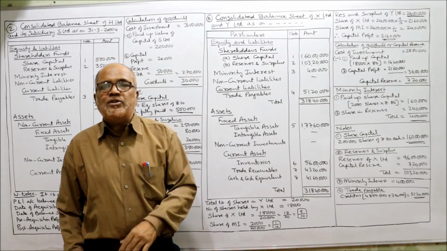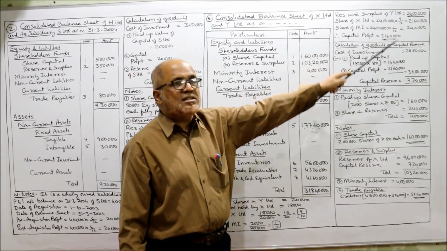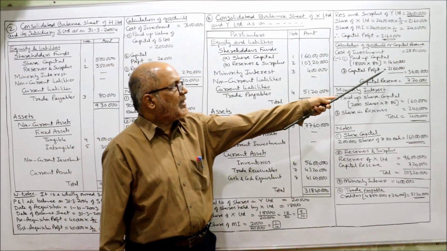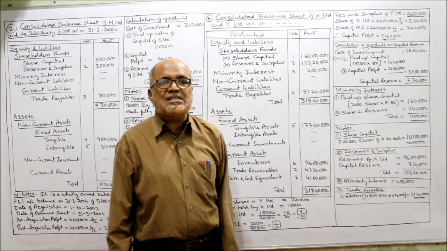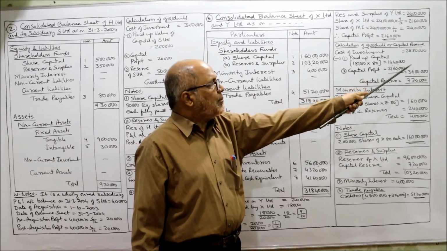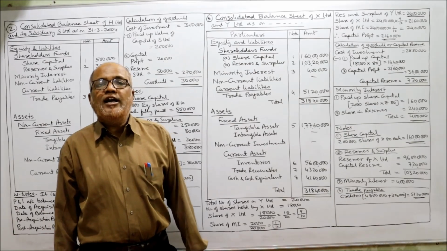Second one, capital profit. What is the share of capital profit of X Limited? 21 lakh 60,000. This is the share of capital profit of X Limited. दोनों को ऐड कर लो 36 lakh. Now subtract 28 lakh 80,000 minus 36 lakh. You are getting a negative figure.